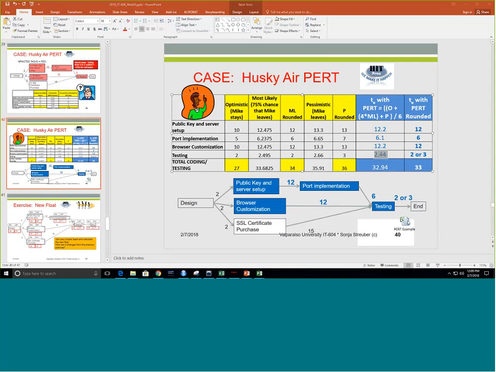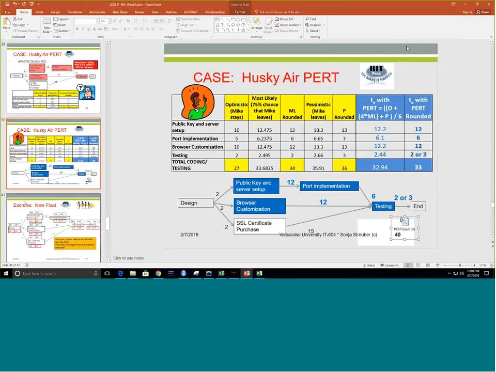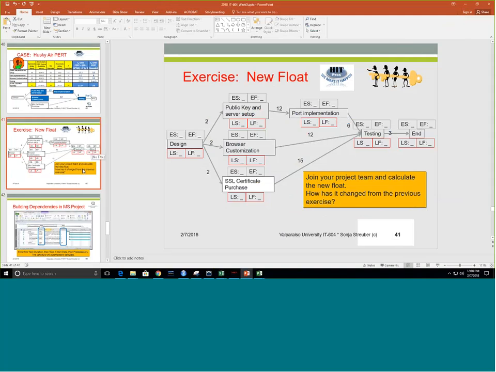Now, there is an example in your Blackboard as well of this PERT chart, and you can see all the formulas here that I've used. Okay, so now let's see, what is the new float? I'm going to leave that to you to calculate.